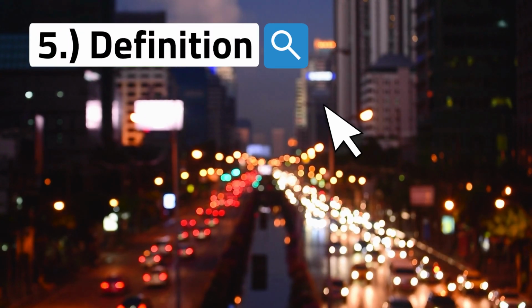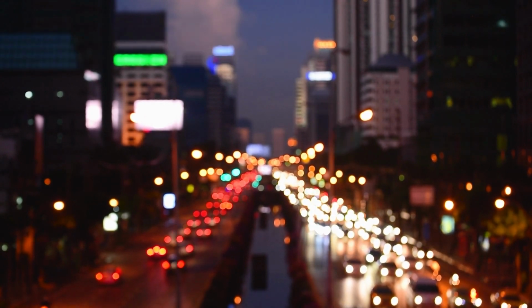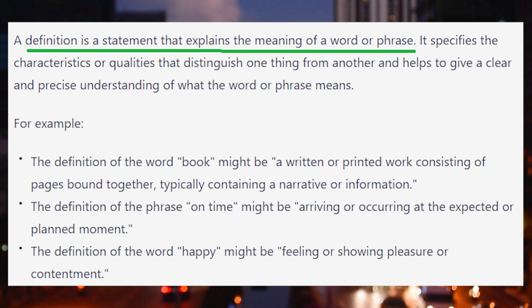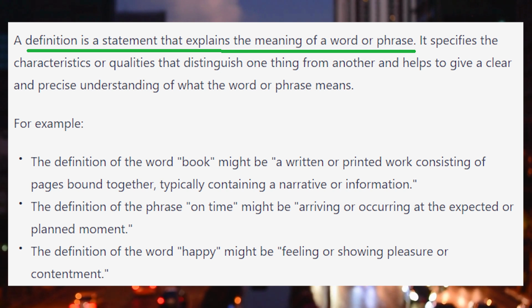Term number 5 is definition. The definition of the word definition is that it's a statement that explains the meaning of a word or phrase. It specifies the characteristics or qualities that distinguish one thing from another and help to give a clear and precise understanding of what the word or the phrase means.